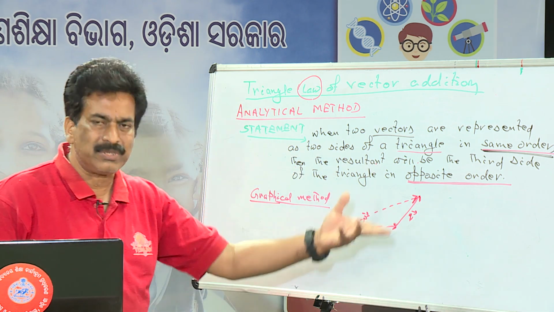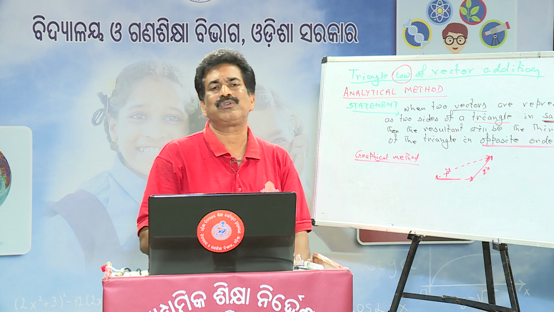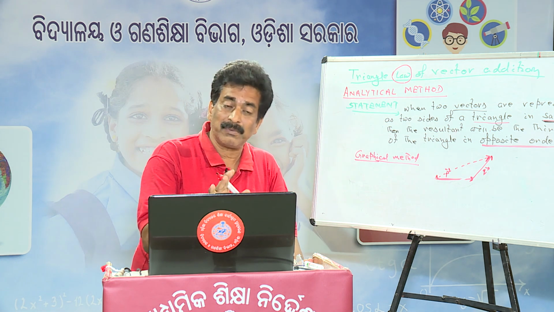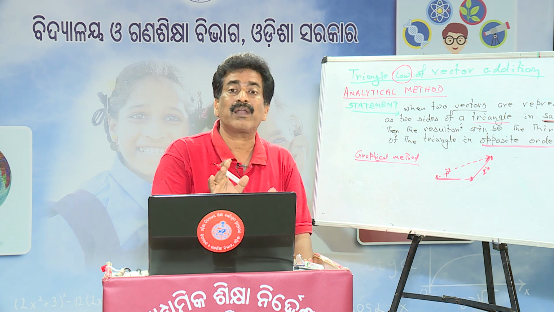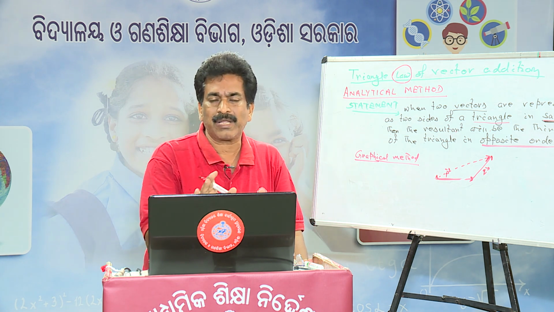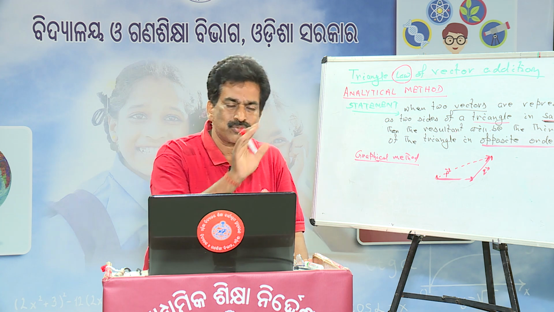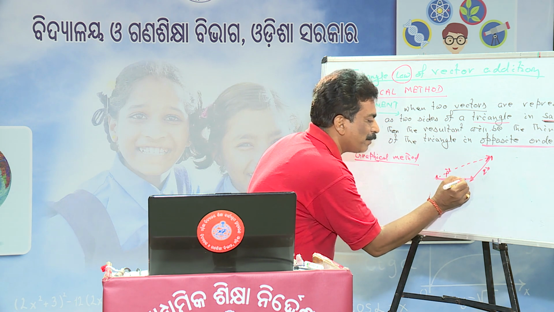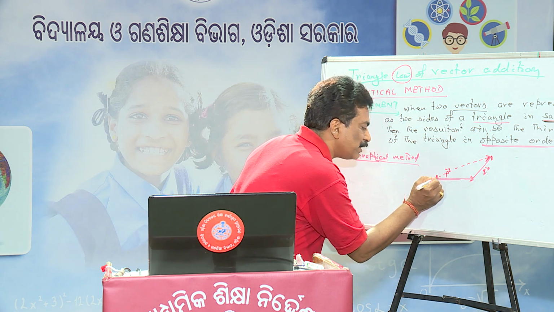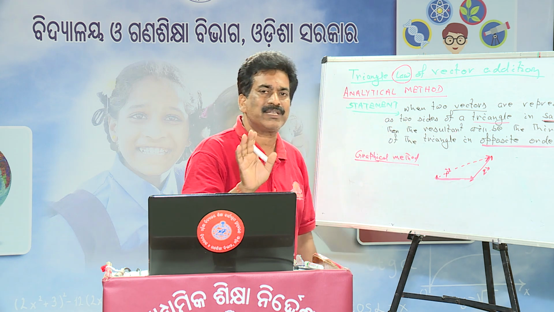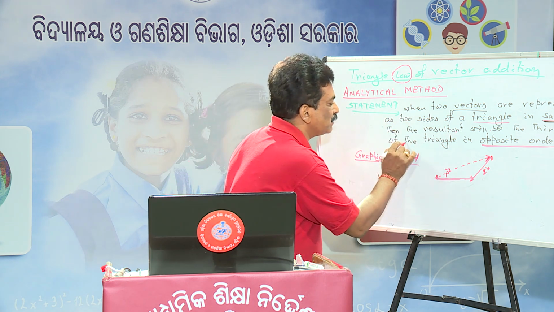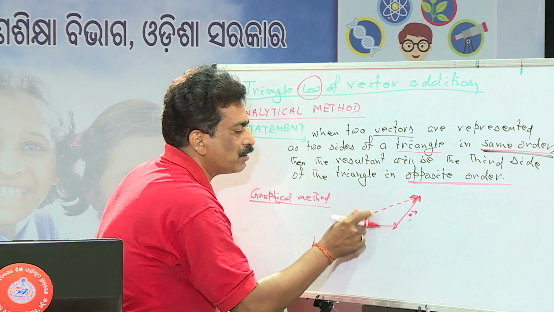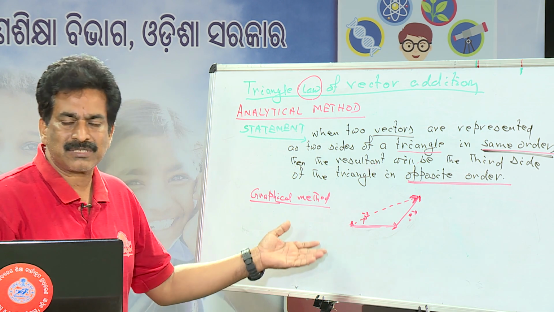So, if the two things are odd, then the result will never be 0, they will give you some result. It will be 0 only when they are opposite and no other cases, the addition of the two vectors will be 0. Meaning if this is one vector and the other vector is of the opposite direction and the same magnitude, then the resultant will be 0. So, here it says the third side of the triangle in opposite order.